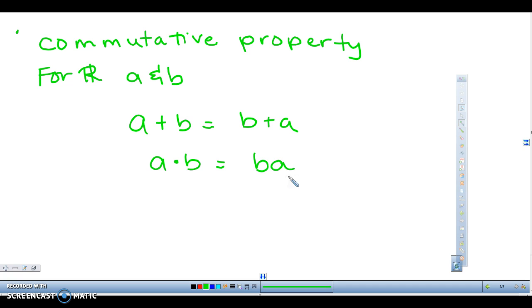It does not work for subtraction and division for obvious reasons. Those are getting smaller, and I have to have a number that I'm taking away from or dividing from, and one that I'm using to divide or take away. Okay? So it works for addition and multiplication. Go ahead and give me an example of each.